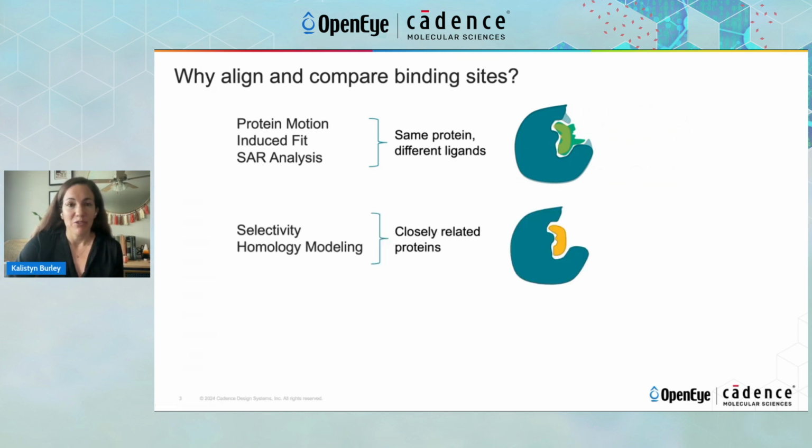Another reason you might want to align and compare binding sites would be if you are working on a particular project and you are concerned about selectivity. Perhaps you have a similar related protein and you'd like to align it with your target protein so that you have a better sense of where you might be able to gain selectivity. So that would be another reason to use SiteHopper.